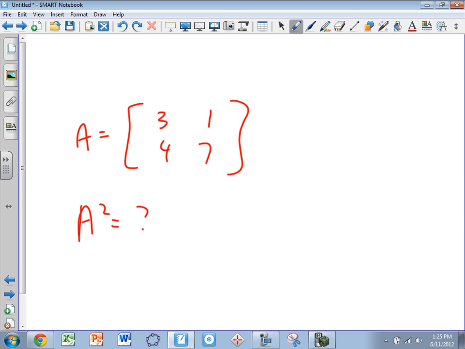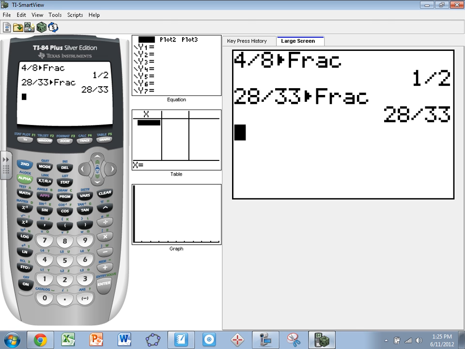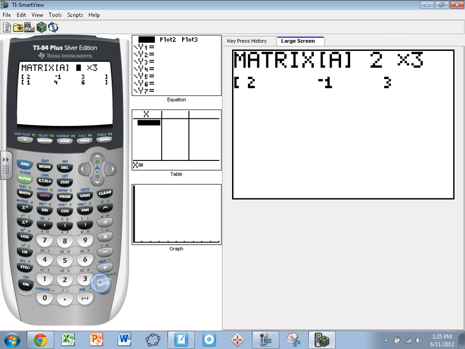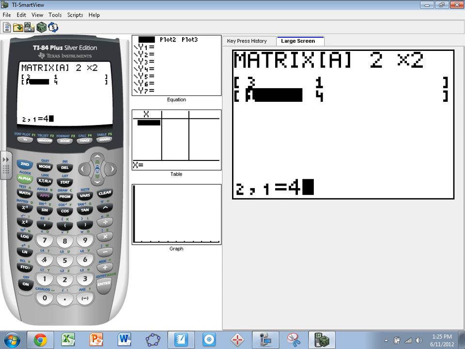Well, we didn't do this. You can't just square each term or anything like that. We didn't do this in class, right? So you know what you do? You type in 3, 1, 4, 7. So I go to my matrix. I go to second matrix. I go over to edit, and this is the 2 by 2. So I get the 2 by 2: 3, 1, 4, 7.